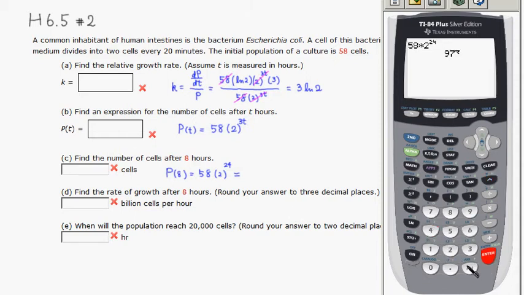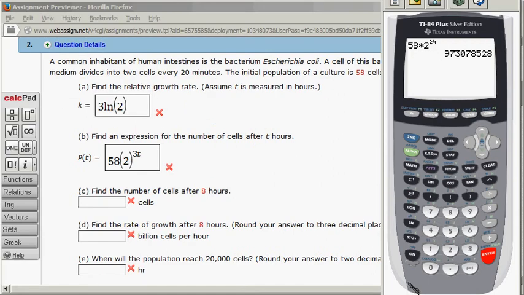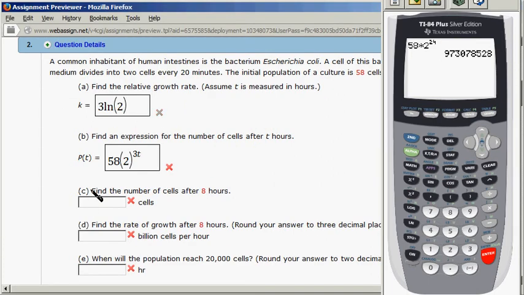It comes out to be a pretty big number. So let's type this in. This is an exact number: 973,078,528. So we have that many cells after 8 hours.